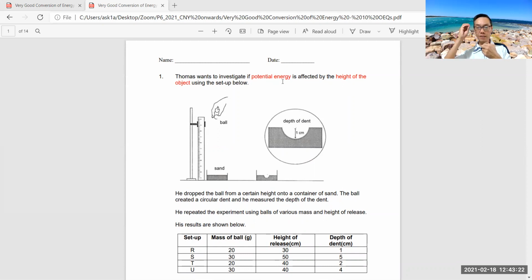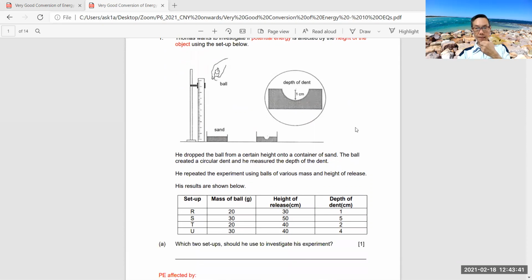So mentally, the student must identify from the 4 setups. He or she must choose the setup where only the height differs, but the mass remains the same. Actually, if you look at these 4 setups, you can identify 2 sets. However, some students are careless and only identify 1 set. So which are the 2 sets?